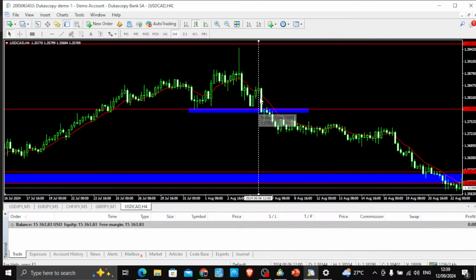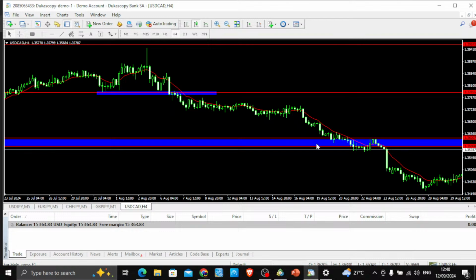Then what happened next? That bearish confirmation drove the price down. When we get to our previous support, yes, it came to our previous support here.